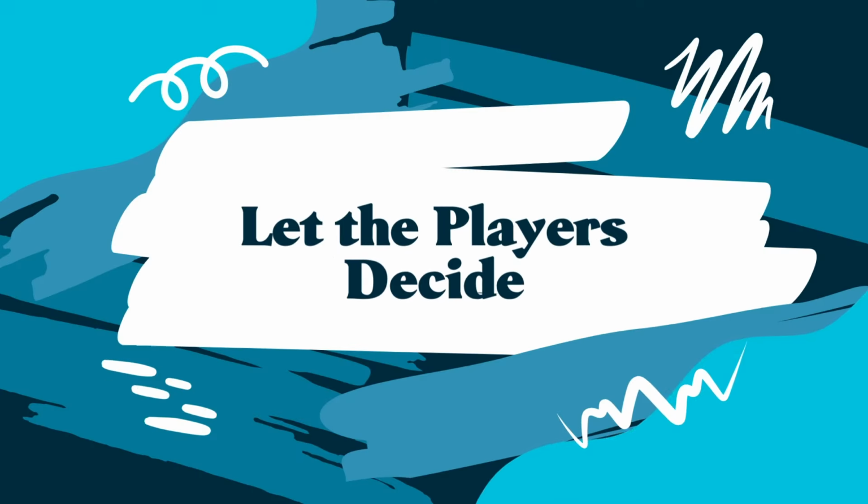Okay, let's talk about some practical ways you can ensure your players have the agency they need to make your game truly unforgettable. First, let the players decide. Ask your players what they want to do and let them decide the course of the game. Present them the world, drop a few adventure hooks, and then take a step back. Let them explore, make mistakes, and discover the world on their own terms. This not only gives them a sense of ownership over the story, but also keeps them engaged because they're charting the course.